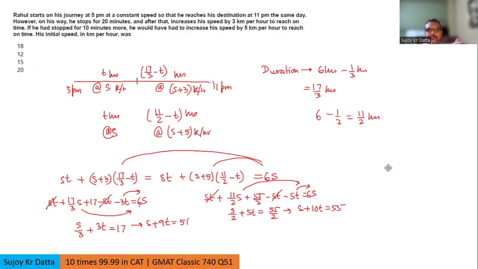Now if I subtract these two, clearly t will come out to be 4. And if I plug t back here, then s will come out to be 55 minus 40, so that will be 15. So the normal speed was 15 kilometers per hour. So that is the third option. That was question number 5. Next we'll go to question number 6.